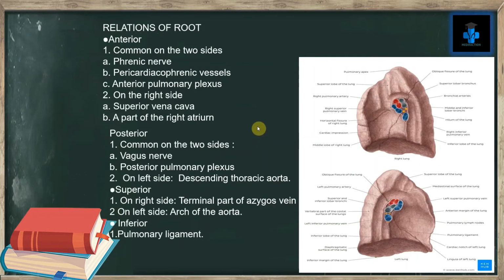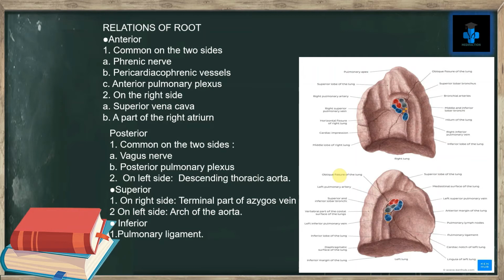Relations of root. On anterior aspect, it is common on both sides. That is, there is phrenic nerve, pericardiacophrenic vessels, anterior pulmonary plexus. On the right side, there is superior vena cava, a part of the right atrium. On posterior aspect, common to the two sides are the vagus nerve and the posterior pulmonary plexus.